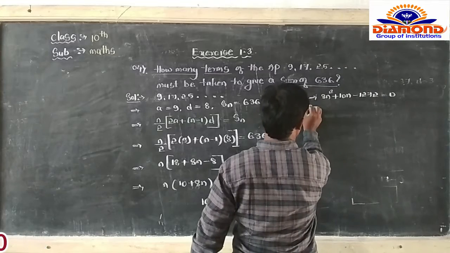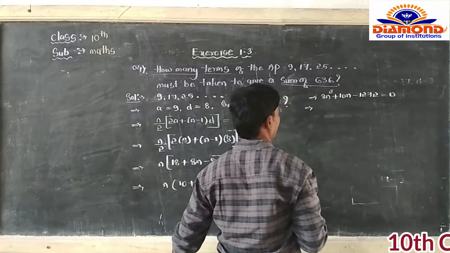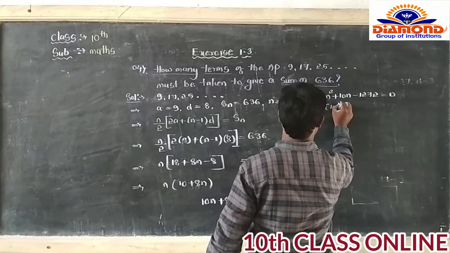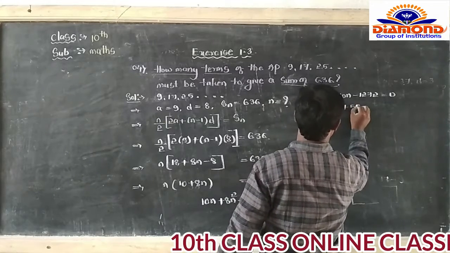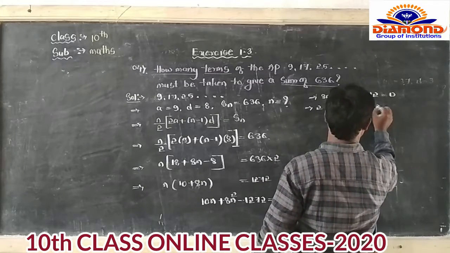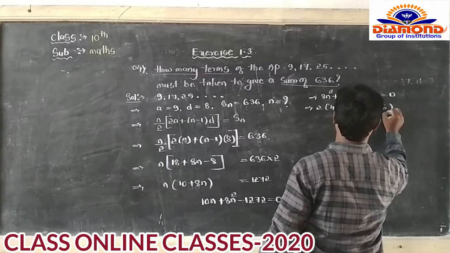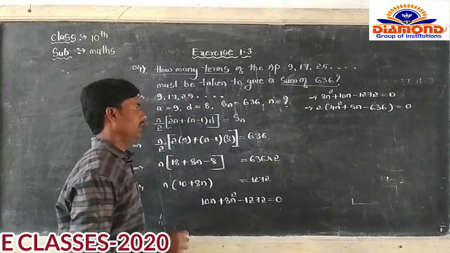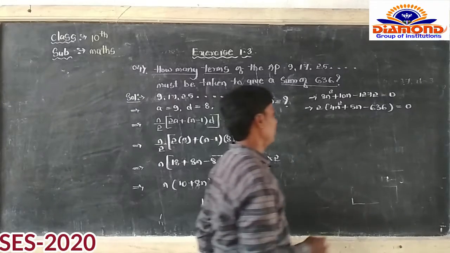Now we take 2 common: 2 4s are 8, so 4n square, and plus 2 5s are 10n, minus 2 6s are 12 and 2 3s are 6, 2 6s are 12. Now we should split it. हम split करना चाहिए. Here we should be doing the split.